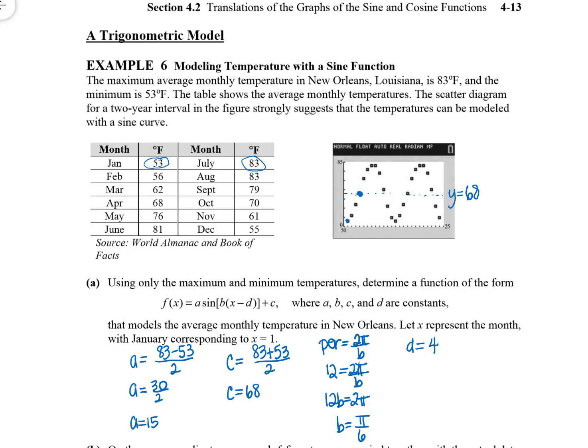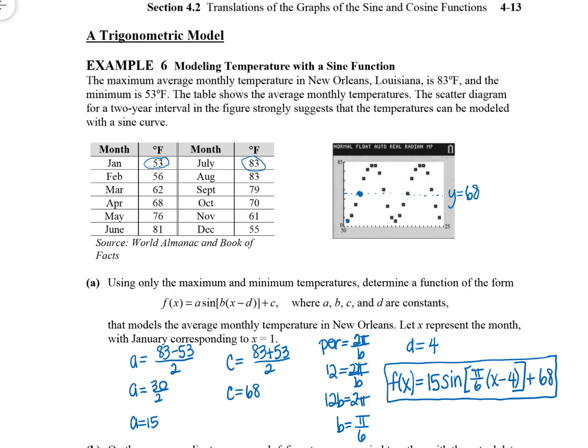Now I'm ready to write the equation. F of x is equal to, replacing the a with 15, times sine of the quantity b, which is pi over 6, times the quantity x minus d, which is 4, and then outside of the brackets we have plus 68. So this is the model of the average monthly temperature in New Orleans.